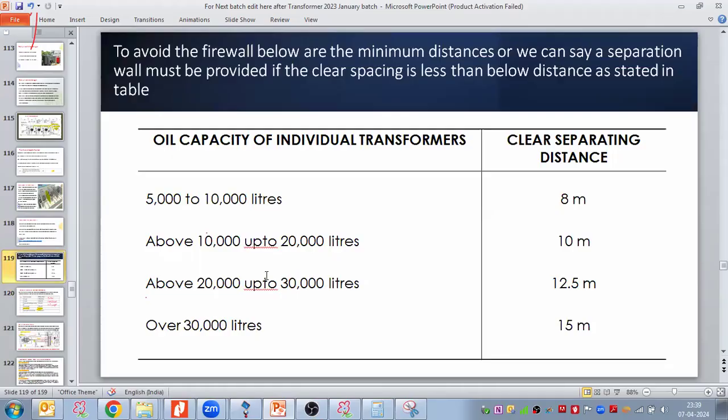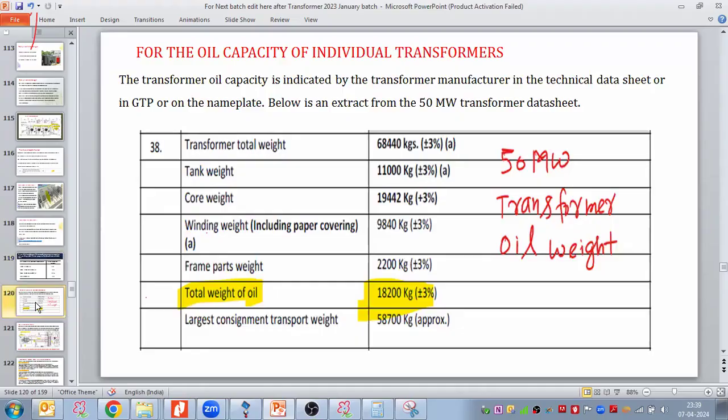How to get this oil capacity? You will get this oil capacity from the transformer nameplate or transformer GTP. I have taken a transformer GTP. The oil capacity of an individual transformer is indicated by the transformer manufacturer in the technical datasheet or in the GTP or on the nameplate. Below is an extract from a 50 megawatt transformer datasheet. In the 50 megawatt transformer datasheet, the oil weight is 18,200 kg. Now you can convert this kg into liter, right?